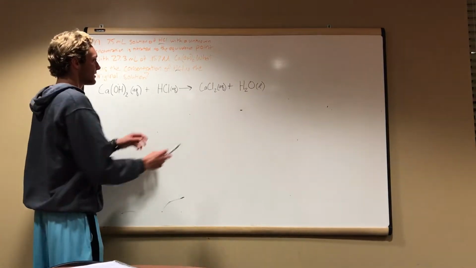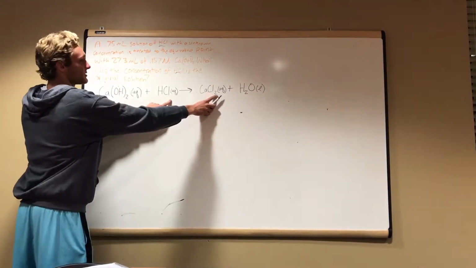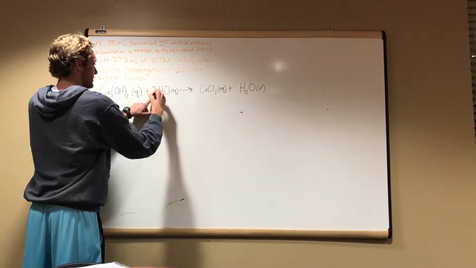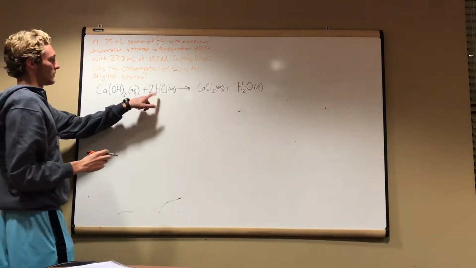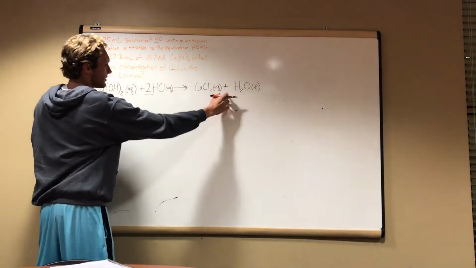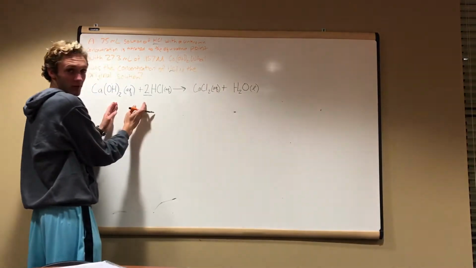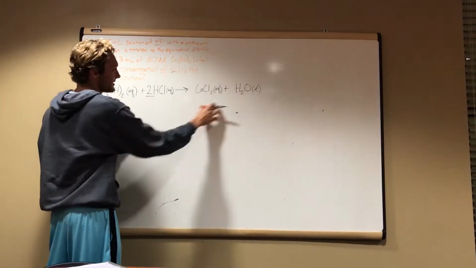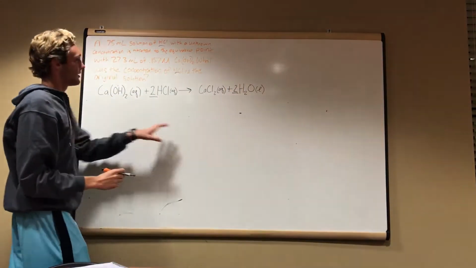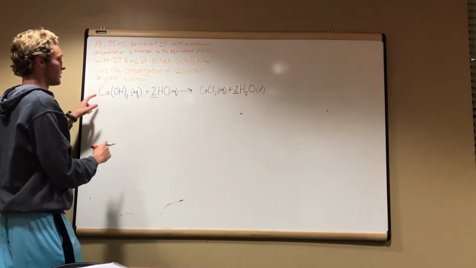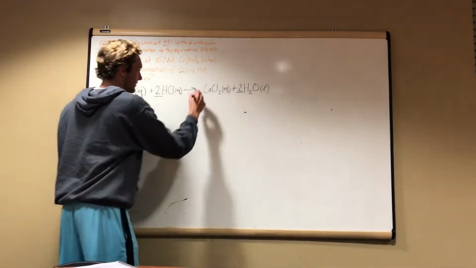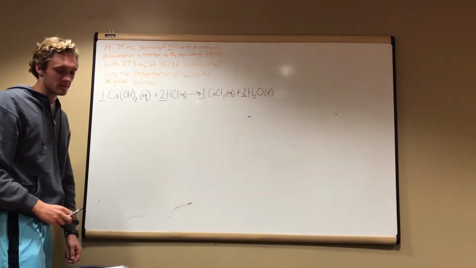And we'll start with the Cl's. There's two Cl's right here. So in order to match that on this side, I'm going to put a 2 here. And now we have 2 H's and 2 H's. So that makes 4 total H's on this side. In order to match that on this side, we have to put a 2 here. And then now we have 2 O's, 1 Ca, and 1 Ca. So put a 1 here and a 1 there.